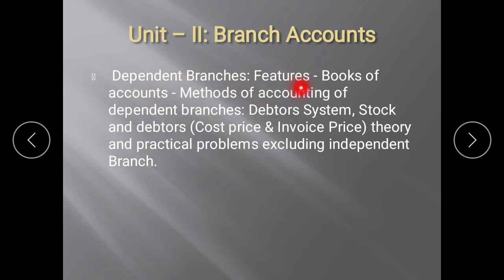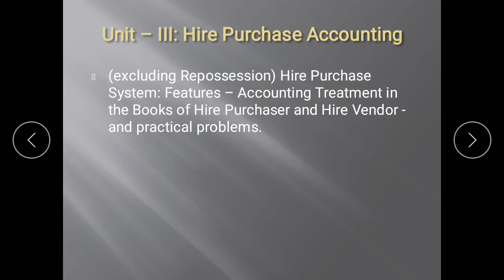This unit will consist of features, books of accounts, methods of accounting of dependent branches, debtors system, stock and debtors system, in that cost price as well as invoice price methods, theory as well as problems, excluding independent branches. So it clearly mentions that we are only going to study the dependent branches. We are not going to deal with the accounting requirements of independent branches. Independent branches maintain their own accounts and they don't depend upon the head office for their accounting as well as financial requirements.